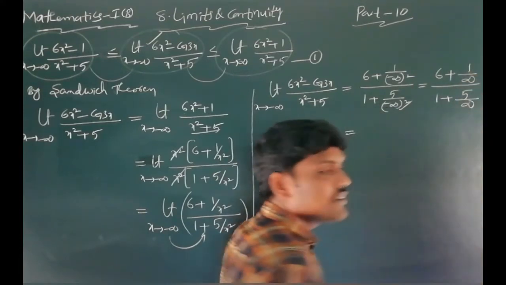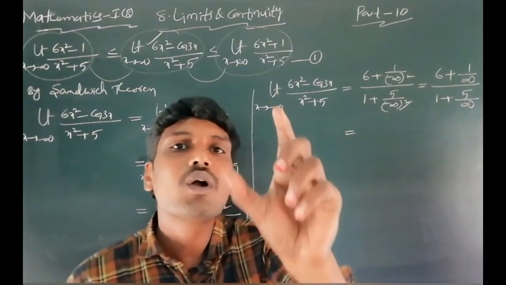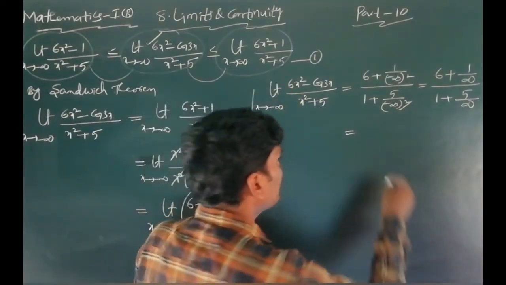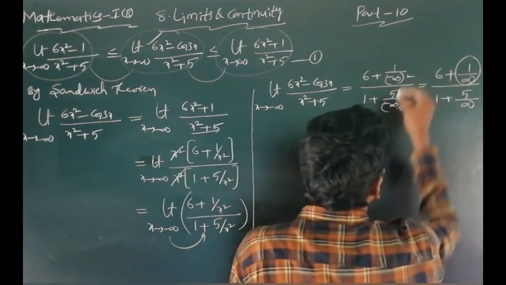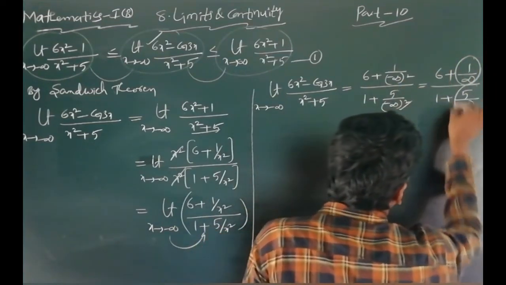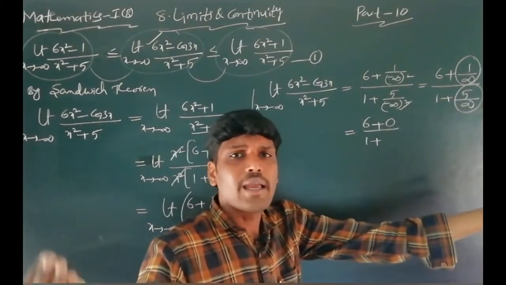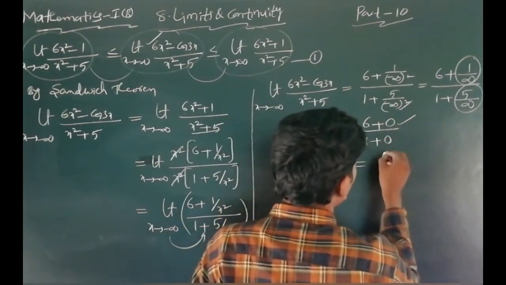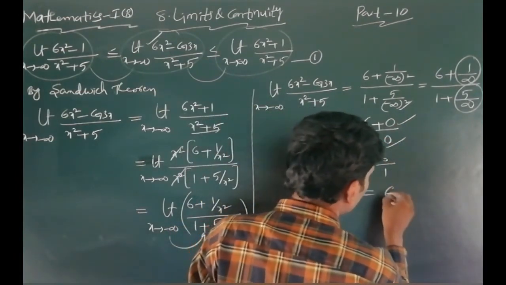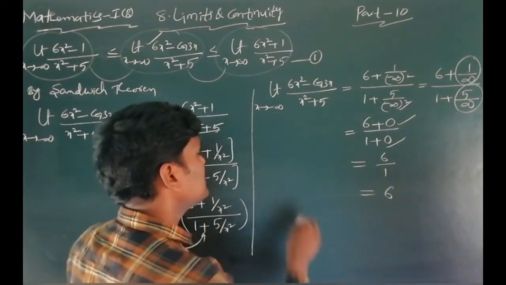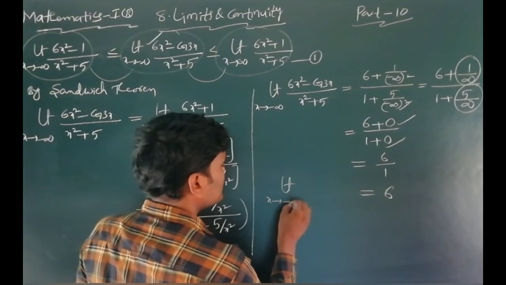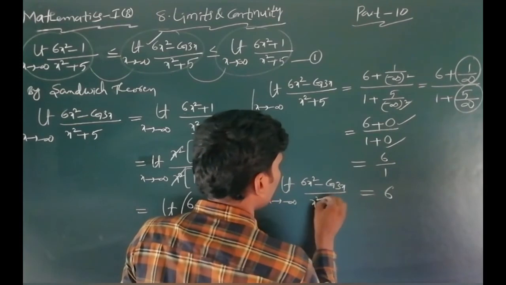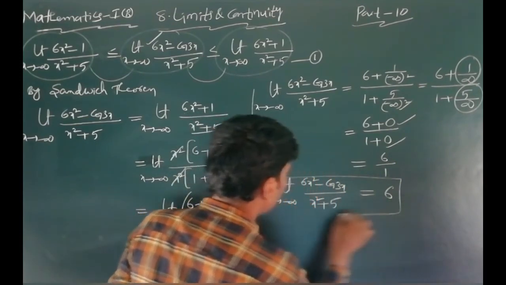Something by infinity, the value equals 0. This is a very important point. Something by infinity: here you can write 6 plus something by infinity, value equals 0, and 1 plus something by infinity equals 0. Here something is any value. 5 by infinity, 5 by undefined, that value equals 0. You can write 6 plus 0 is 6, 1 plus 0 is 1, so you get 6. This 6 value equals the limit x tends to minus infinity of (6x square minus cos 3x) by (x square plus 5). This value equals 6.